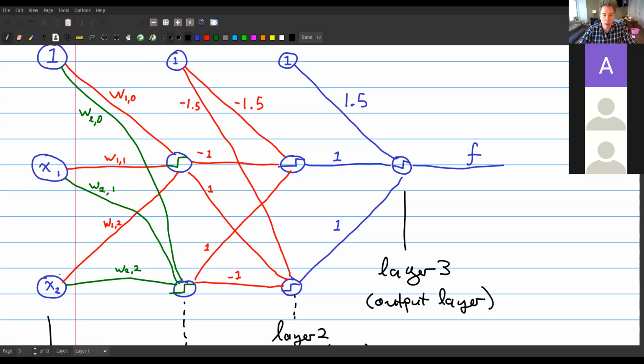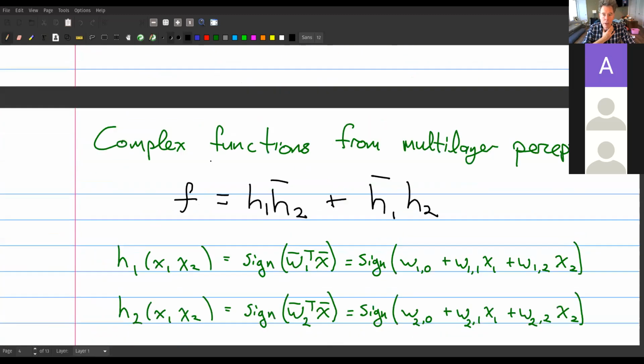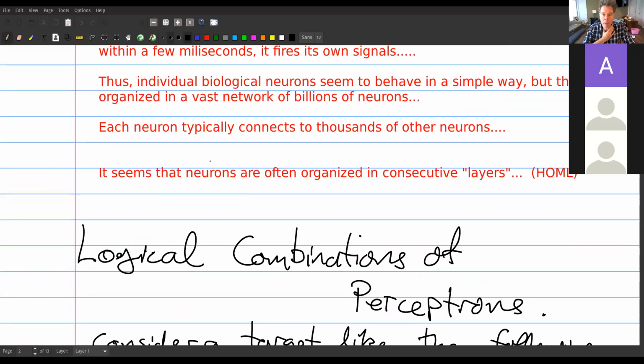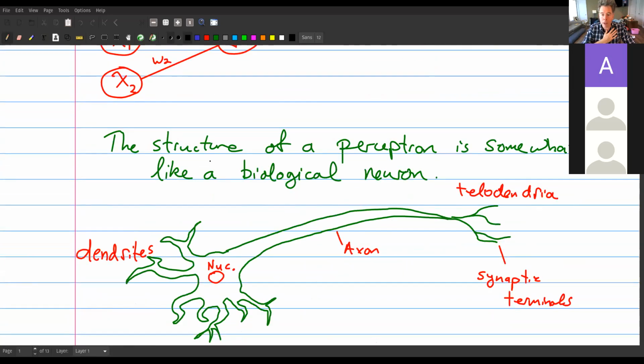So here's the input layer, and then you get a feature transformation of the first layer, and the second layer is a feature transformation of that layer, et cetera. This can go on for many layers, and the sizes of each layer can vary. And this is all biologically inspired, I guess you could say.